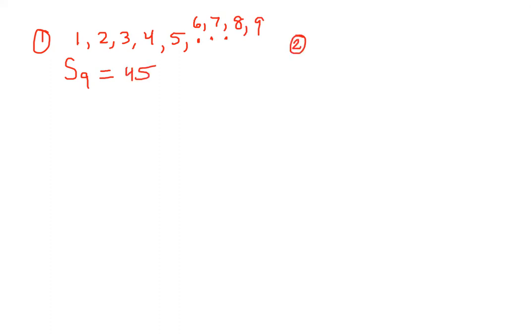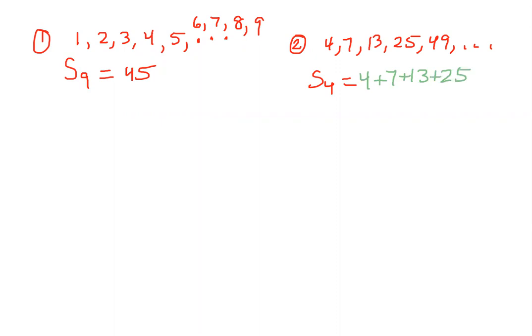For number 2, we have 4, 7, 13, 25, 49. And it asks for S4, which means it just wants the first 4 terms, 4 plus 7 plus 13 plus 25, and you get 49.